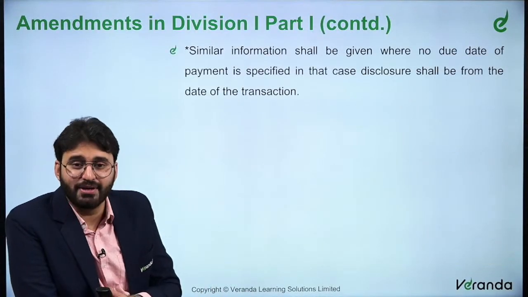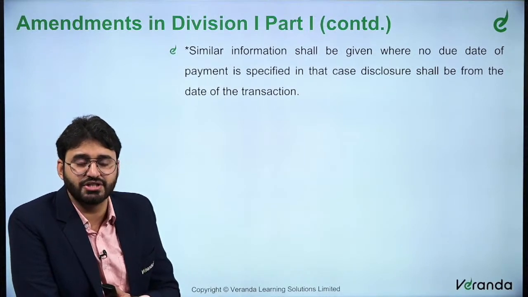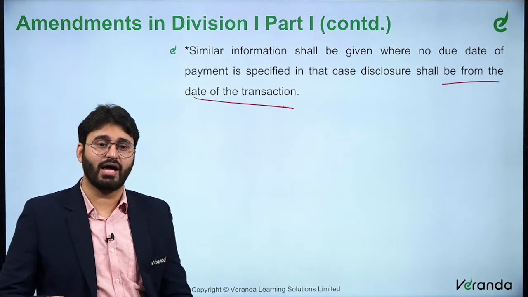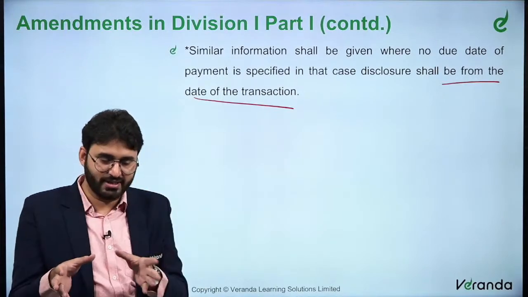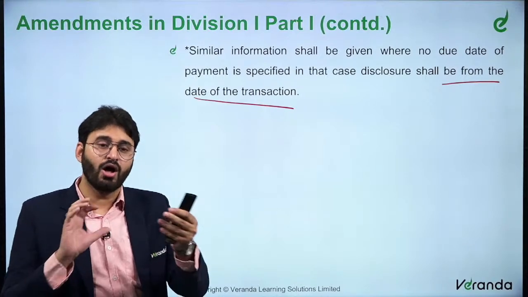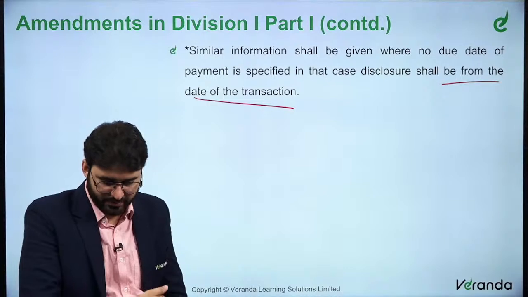Similar information shall be given where no due date of payment is specified. In that case, disclosure shall be made from the date of transaction. So then I need to have two tables. For trade payables whose due date is given, this disclosure. For trade payables for whom due date is not given, another similar disclosure. If you add both, it should match with the financial statement balance sheet, right?